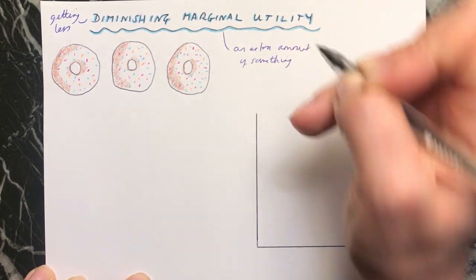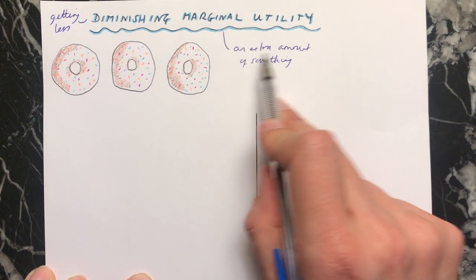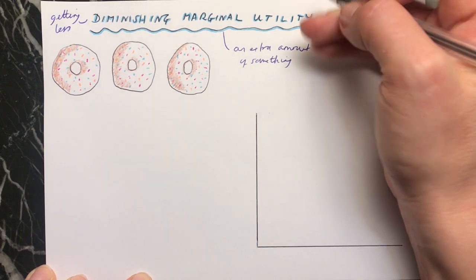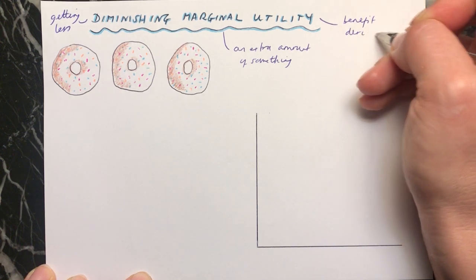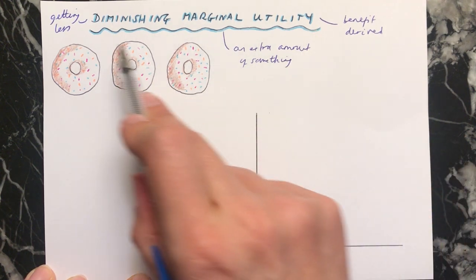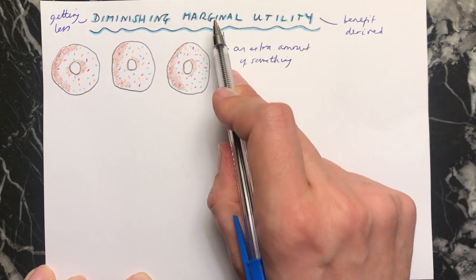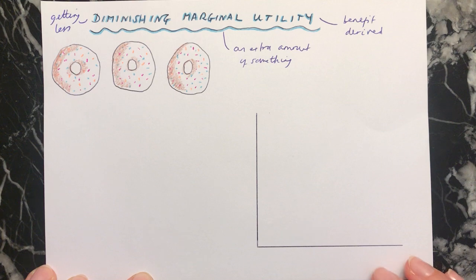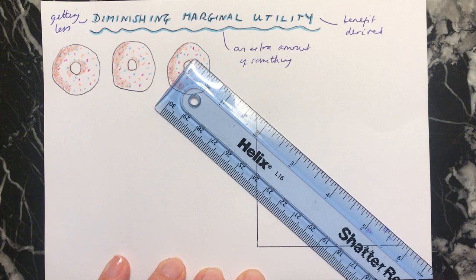So if I said I'm giving you one more donut, that would be the marginal donut. If a car factory makes one more car, that is the marginal car. So marginal means an extra amount of something. And utility means the benefit that is derived or got from something. So the benefit that is received from something. And the idea of this is that you have a decreasing amount of benefit when you have an extra unit of something. And this explains why a demand curve is downward sloping.